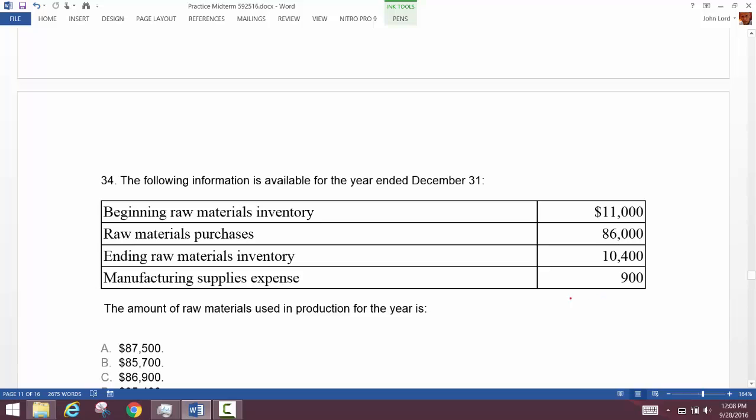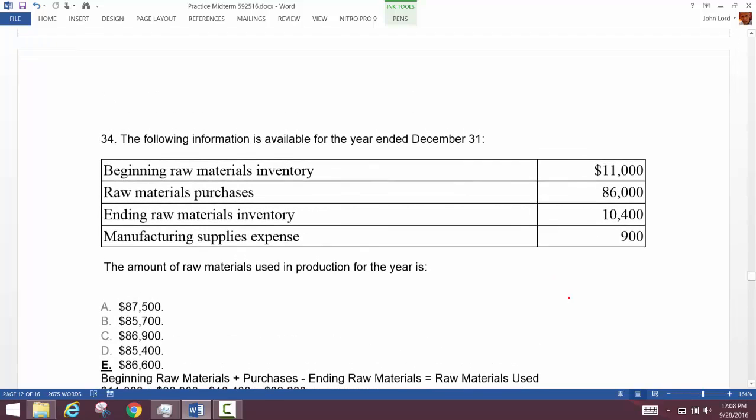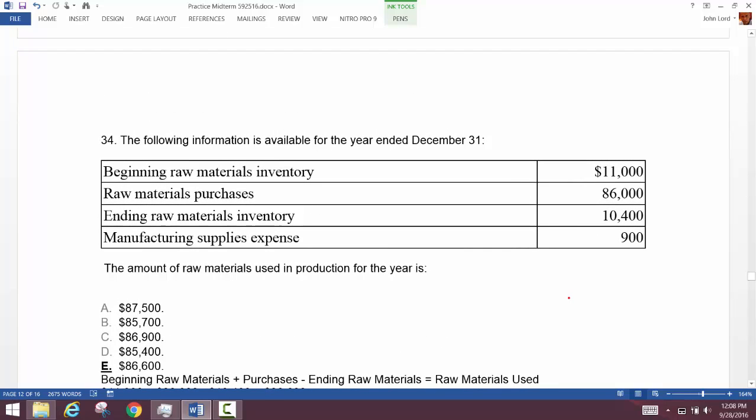The amount of raw materials used in production. You want? Oh, that's right, you were going to do this one. Sorry. Okay. Come on up. What's your name? Beatrice. Yeah. Okay. Watch your step, please. The little trip wire is here.